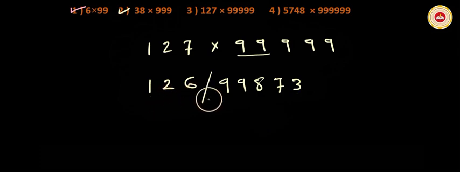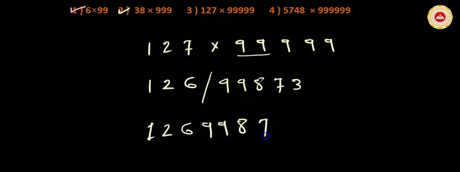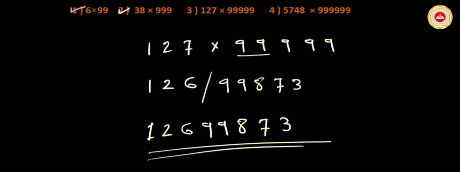126 is left part and 99,873 is right part. So we have calculated the answer in 2 parts. So let us write final answer by removing slash. 1, 2, 6, remove slash, write 9, 9, 8, 7, 3. This is answer. Next example.